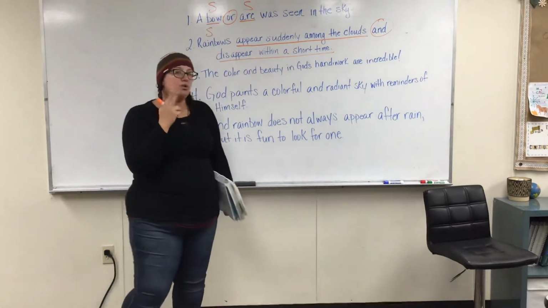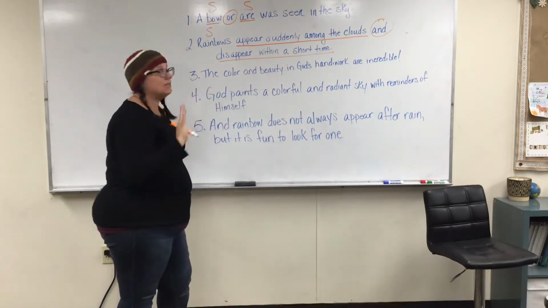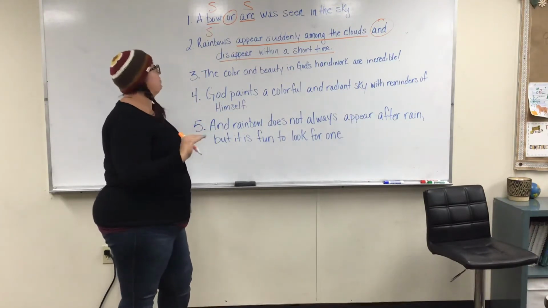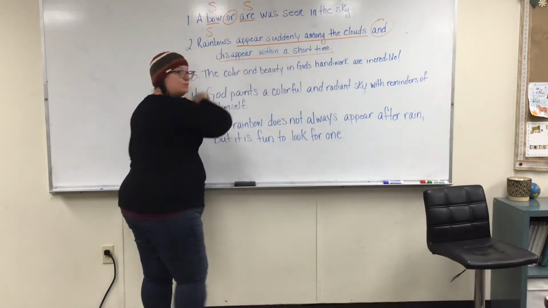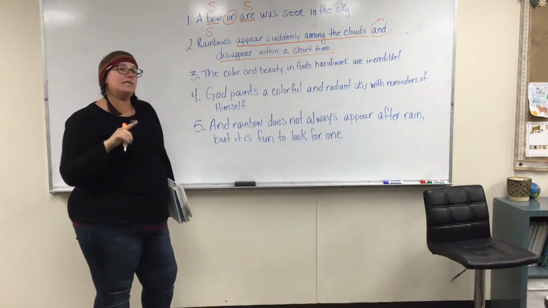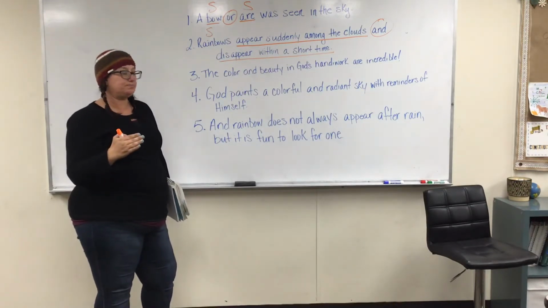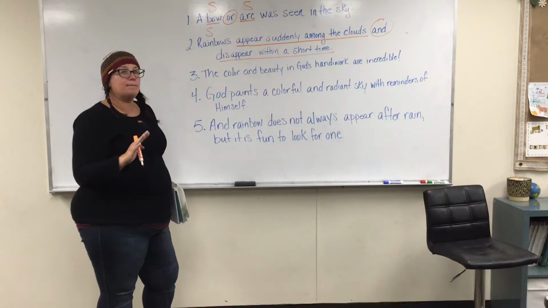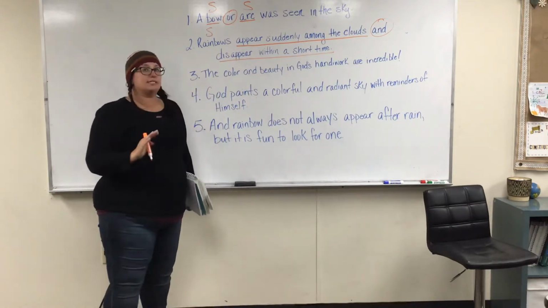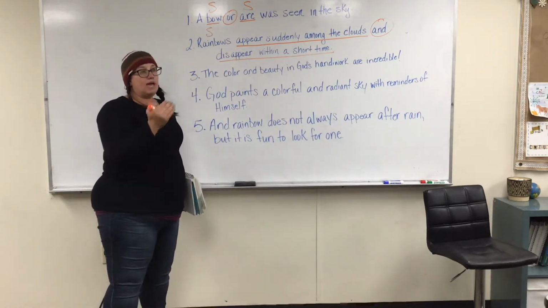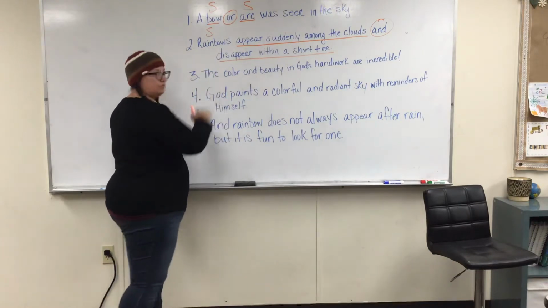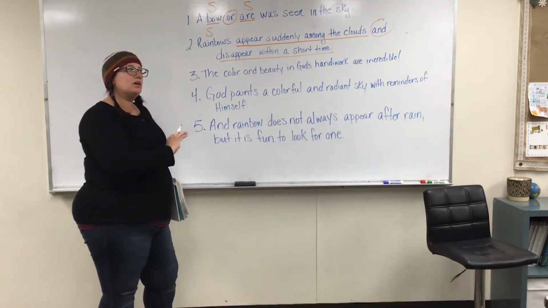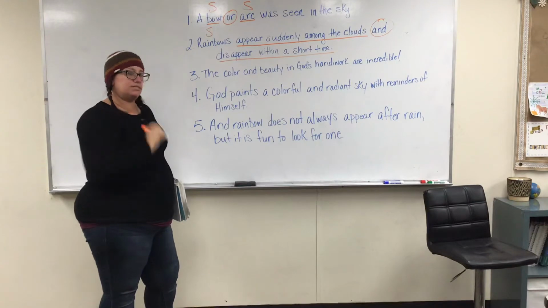They're doing two whole separate things. They're appearing suddenly among the clouds and they disappear within a short time. Okay? So we don't underline our subject, we only underline what is being joined. I know that seems confusing, but if you do these little tricks, like say, if I took away the conjunction and made two sentences, would it make sense? No, it wouldn't. I'd have to put a subject, right? That means both are referring to one subject.